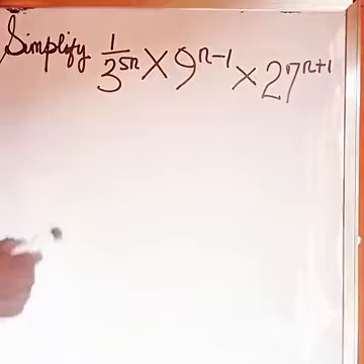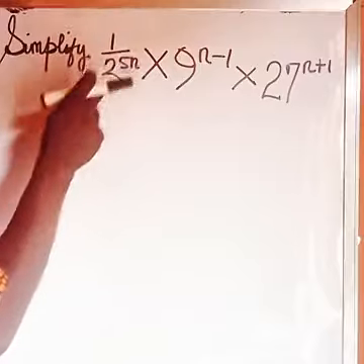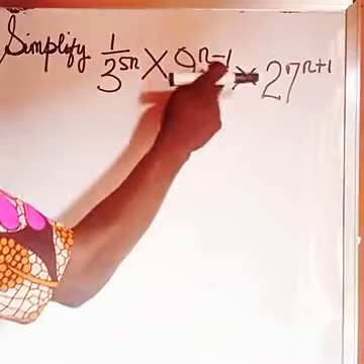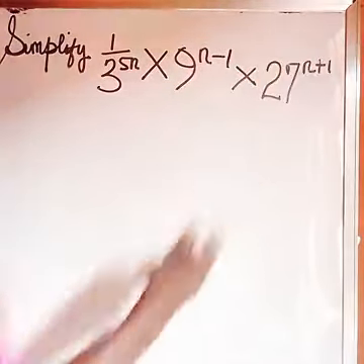We have to simplify 1 over 3 raised to the power 5n, times 9 raised to the power n minus 1, times 27 raised to the power n plus 1.